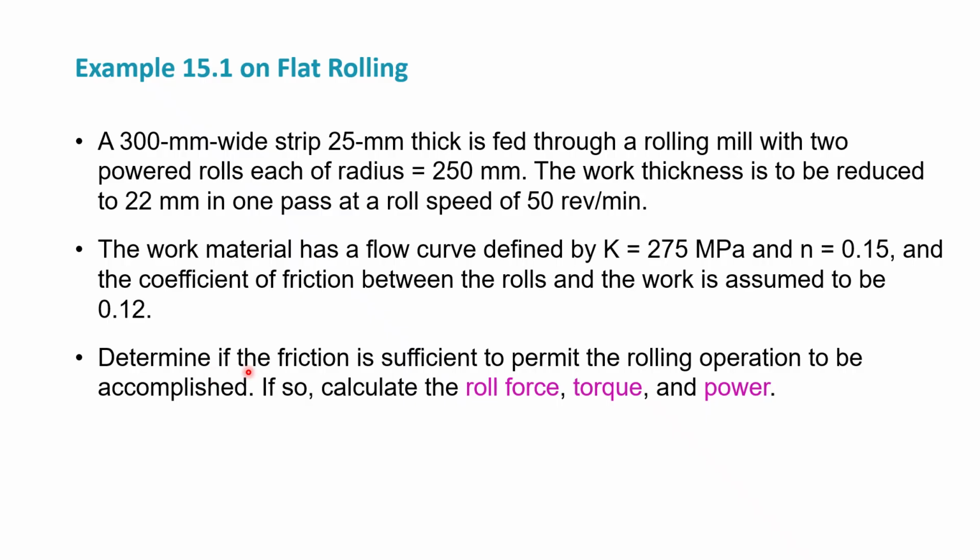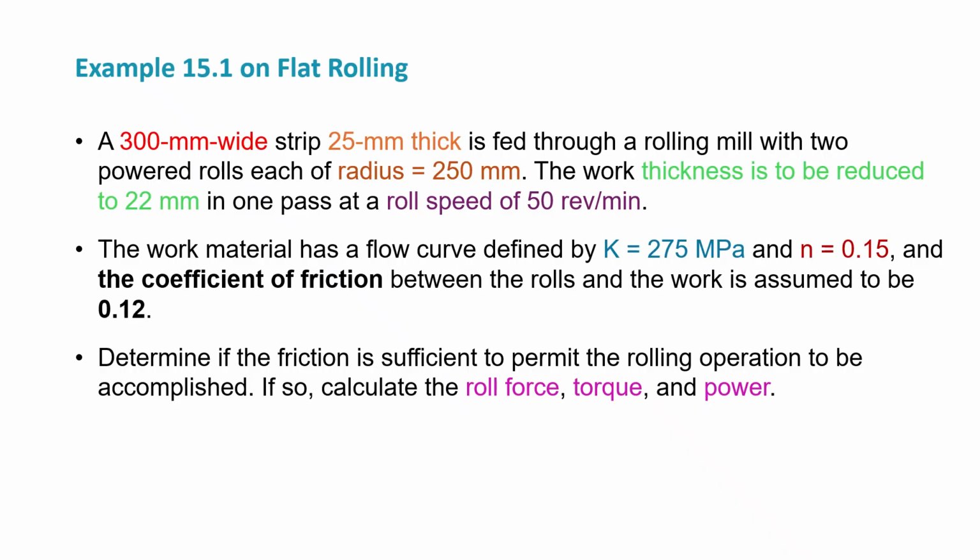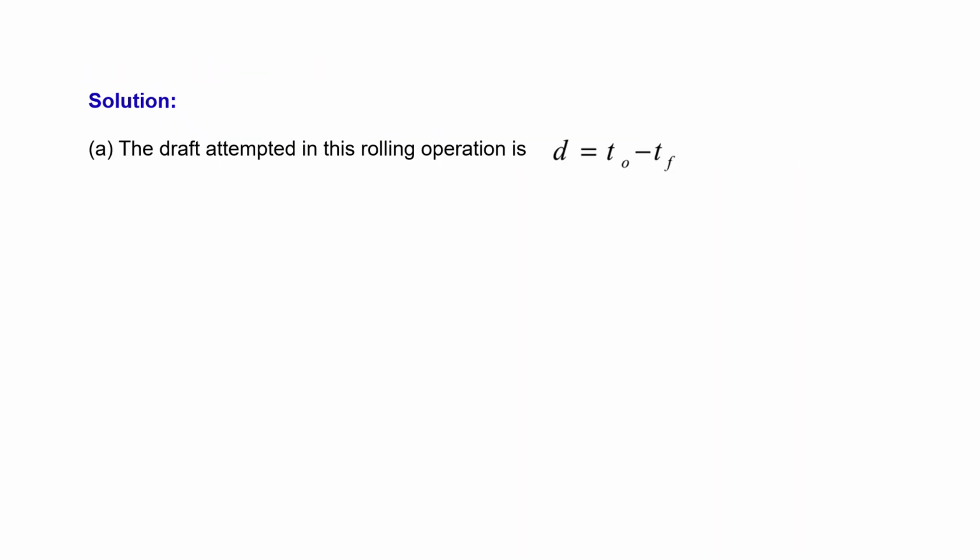We need to find first the maximum draft, the draft itself, and make a comparison. If yes, we can simply go to calculate the roll force F, the torque T, and the power P. So highlighting the parameters given to us, we're going to have all the parameters highlighted, and this will be applied to the equations. So we start first to check what will be the value for the draft.